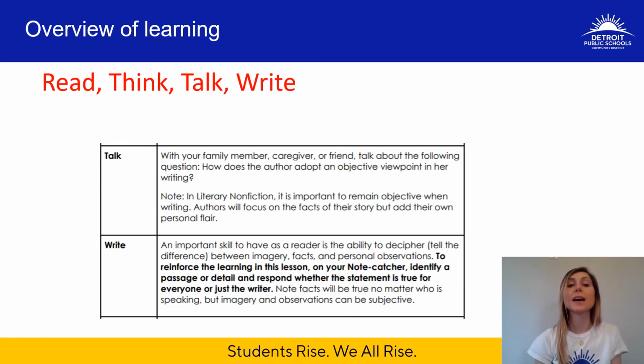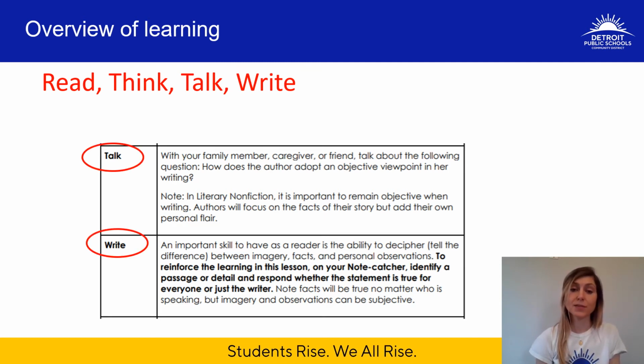Here's where we'll get to apply our learning and the talking and writing components of today's lesson. Again, after reviewing that description inside of lesson 19's note catcher, let's think about why it's important to remain objective when writing. So for example, authors will focus on facts in this story, but they'll add their own personal flair. This is especially true for this week's text. As we know, the writer was actually from Peru, so she's bringing a lot of her personal insight and personal experience to the table.